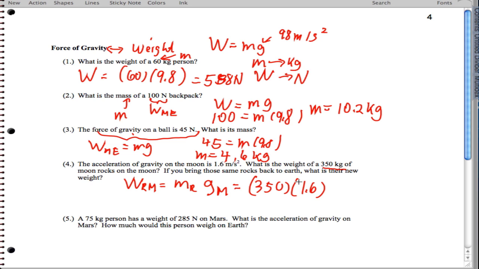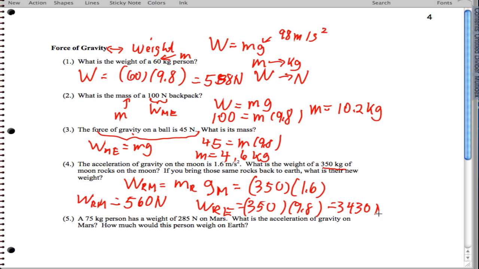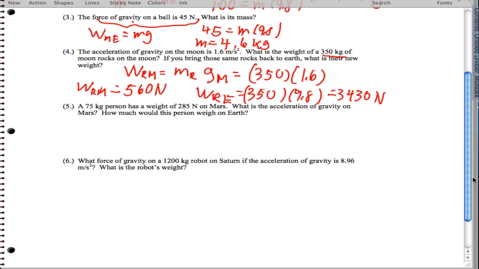And that's what I'm saying, the moon actually applies less force to the rock. Now, what's the weight of the rock on the Earth? That's going to be 350 times 9.8. And when we go ahead and get that, we actually end up getting 3,430 newtons. So in other words, it's easier to deadlift rocks on the moon than it is on Earth.